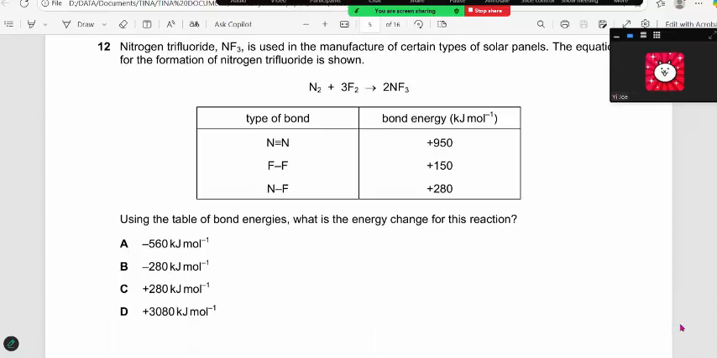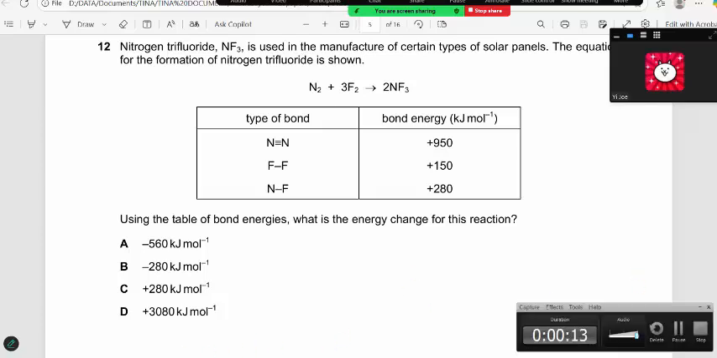Do you remember how to do this? What did you get? B. Sorry, what's your answer? B. B. Okay, let's see.